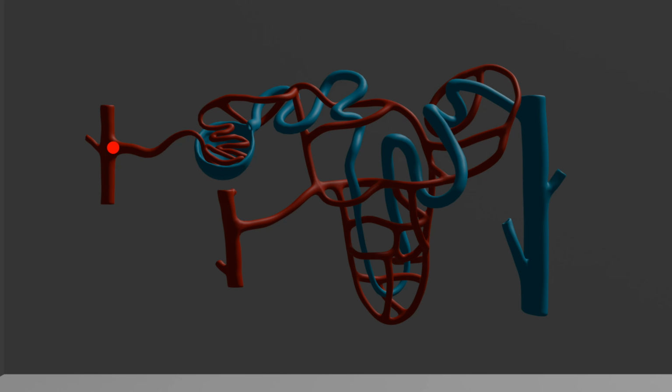Some substances in the initial filtrate, such as glucose, amino acids, salts, and a major amount of water, are selectively reabsorbed as the urine flows along the tube. The amount of water reabsorbed depends on how much excess water there is in the body, and on how much of dissolved waste there is to be excreted.